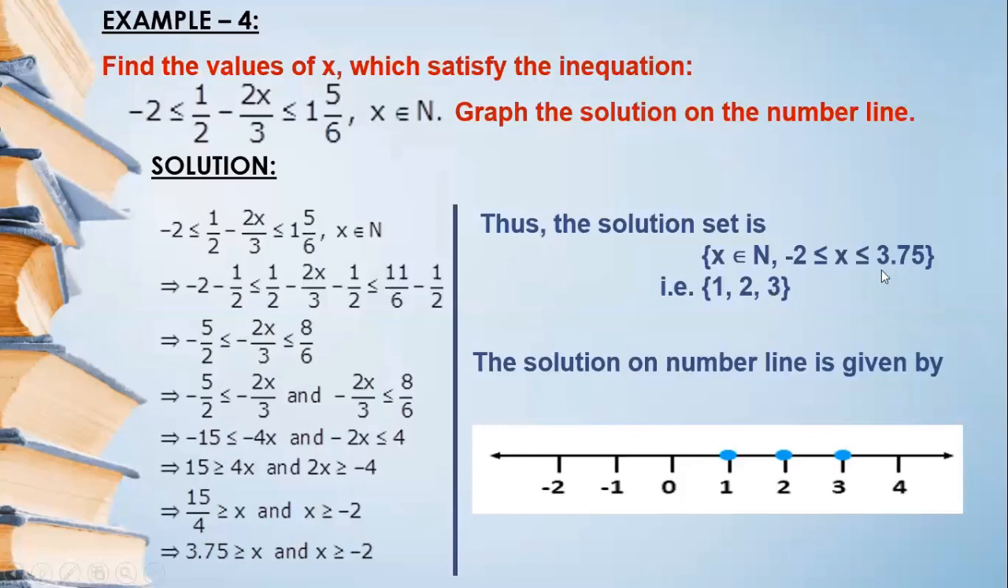But 3.75 is not a natural number, therefore we will not take this value. So the required elements of the solution set will be 1, 2 and 3. Now let us represent them on the number line. We will draw the number line and represent the natural numbers 1, 2 and 3 by making dark circles on their exact positions.